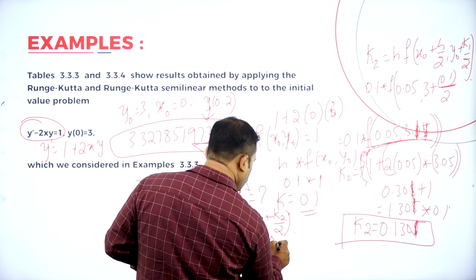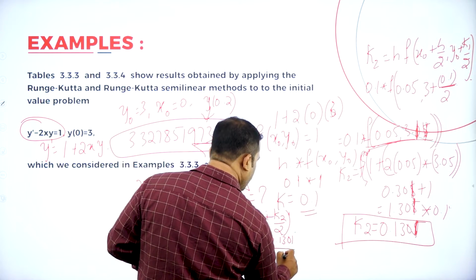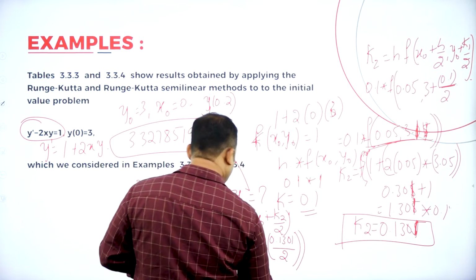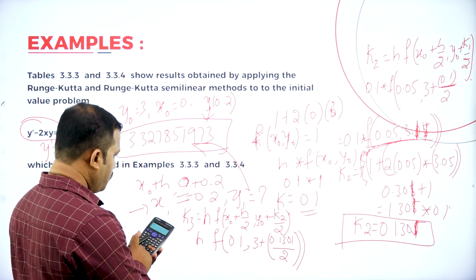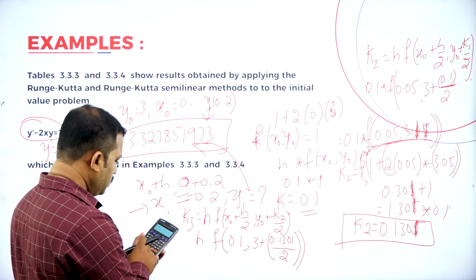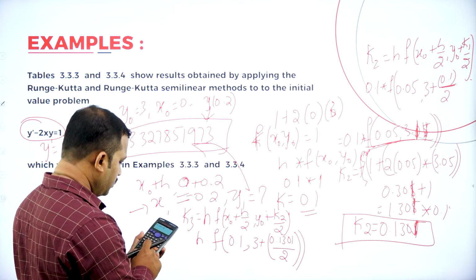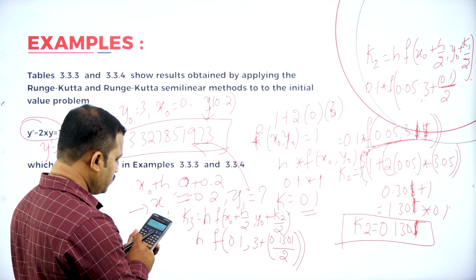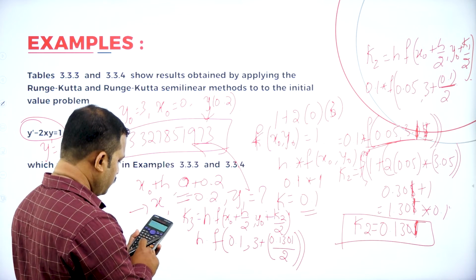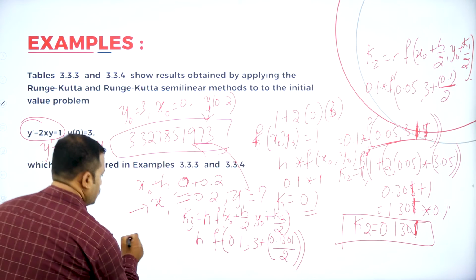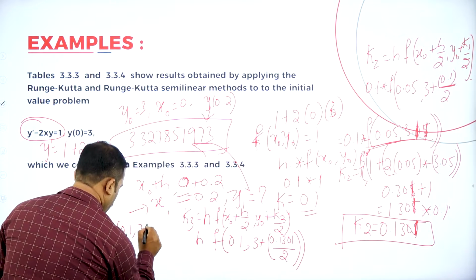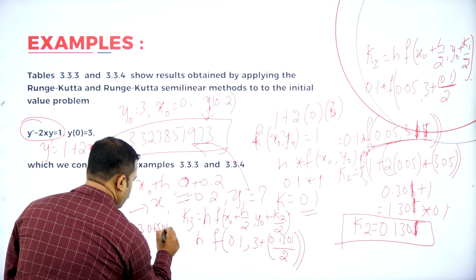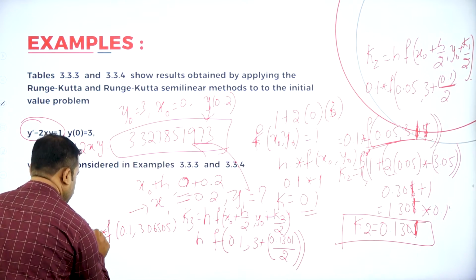0.1301. 0.1301 divided by 2. You will get this term. That means 0.1301 divided by 2. You will get the term which is equal to this plus 3, which is equal to f of 0.1 comma 3.06505, that must be multiplied with 0.1.